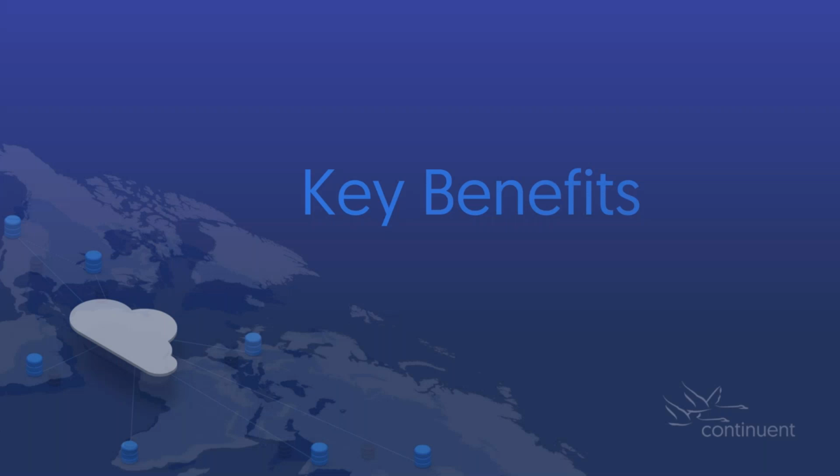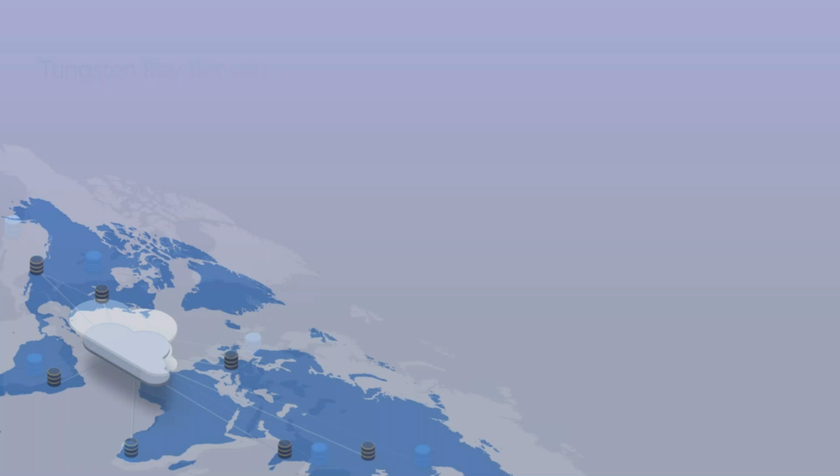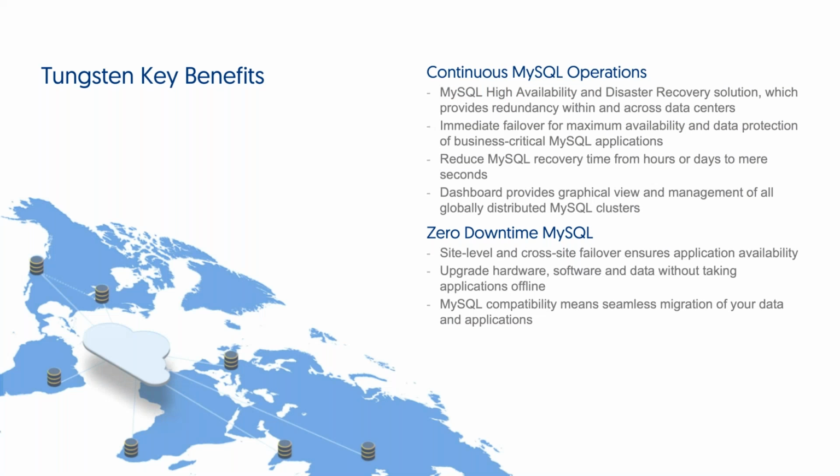So let's recap the key benefits. I'm not going to go through all the details. There's a lot of information on these slides. Think of this as more of a summary of everything we've discussed so far. But the key takeaways: with the clustering solution, we provide the business with continuous operations, full HA and DR capabilities with immediate automatic failover.